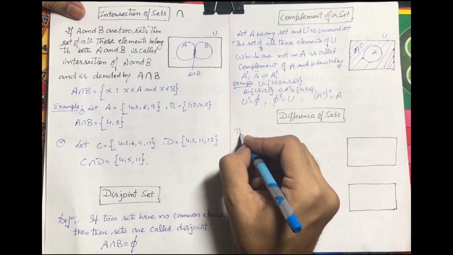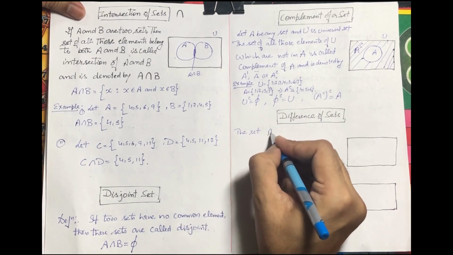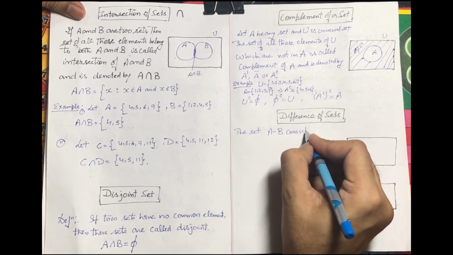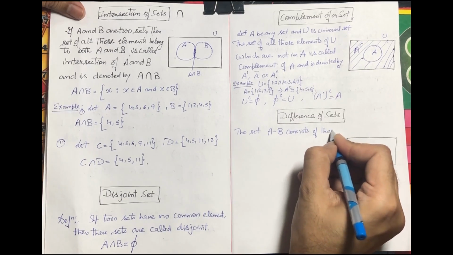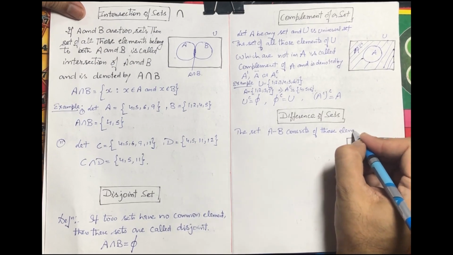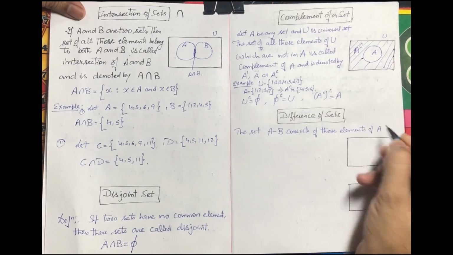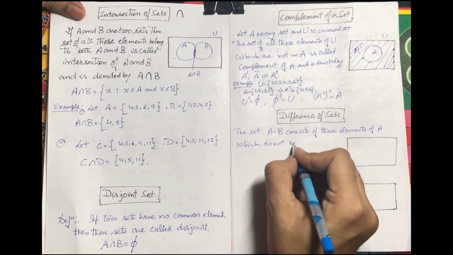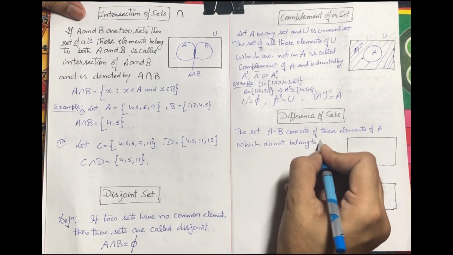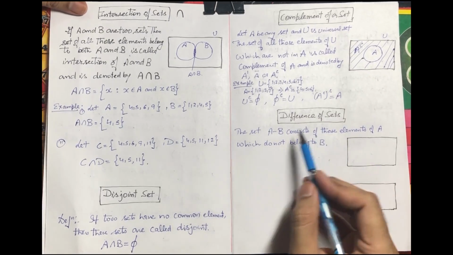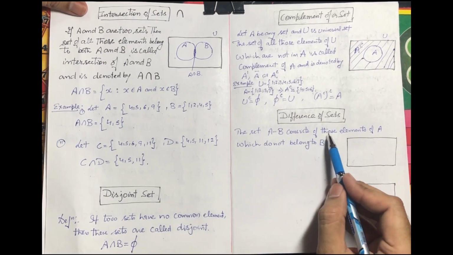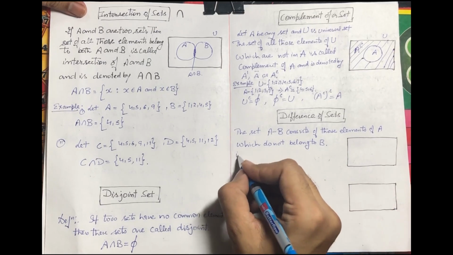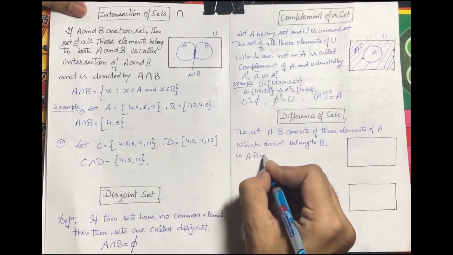So the set A minus B consists of those elements of A which do not belong to B. You see, the difference A minus B consists of all those elements of A which are not in B. So in set builder form, how can we express A minus B?